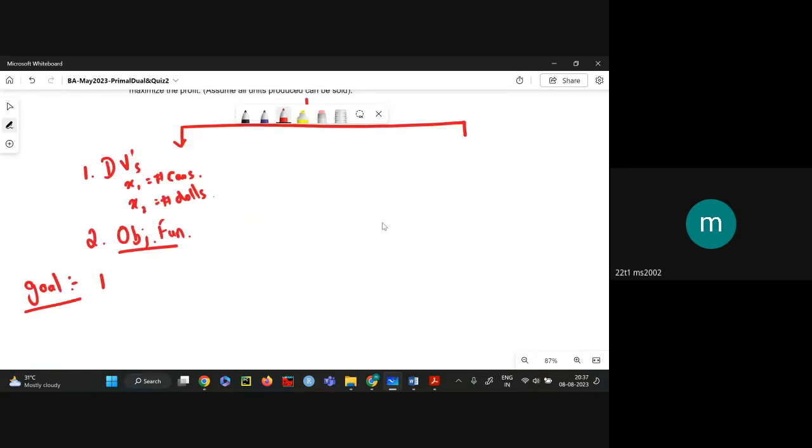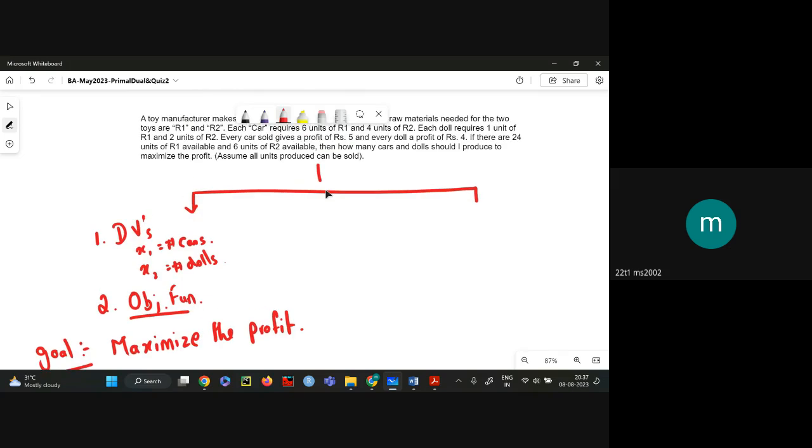So I want to maximize the profit, right? So if I want to write a maximization of profit, what should I do? What is profit for me first? In this problem again, what is profit?